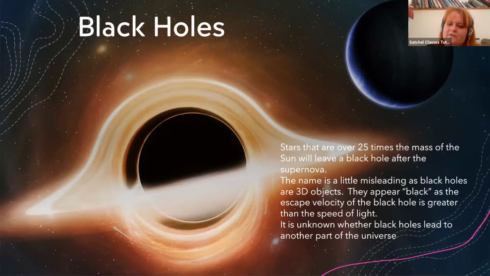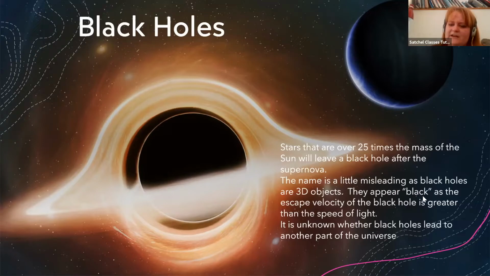So yeah, stars that are over 25 times the mass of the sun will leave a black hole after the supernova. It's a bit misleading actually because they're three-dimensional objects. This is quite a good impression of one, though obviously it's an artist's creation, because they're actually three-dimensional. They're not a hole in the sense of the word. You always think of a hole in a piece of paper, don't you? You think it's two-dimensional, but they're not. They're three-dimensional. Light would be bent around them as well, to create a weird optical effect if you went near one.